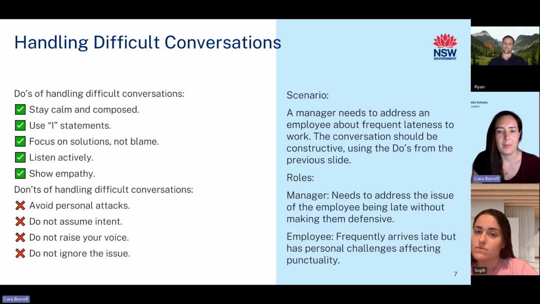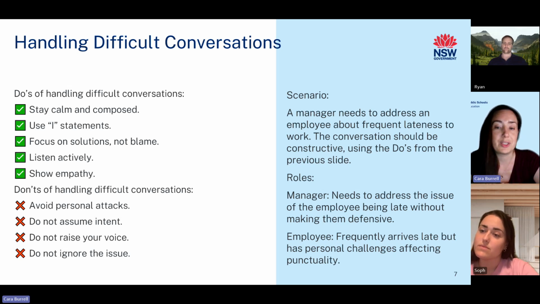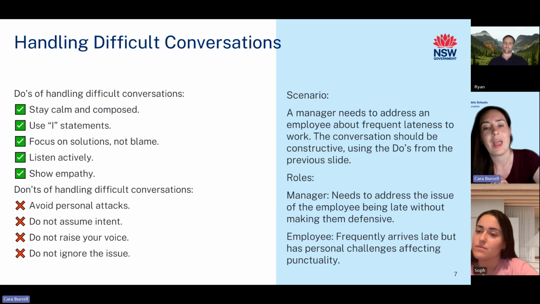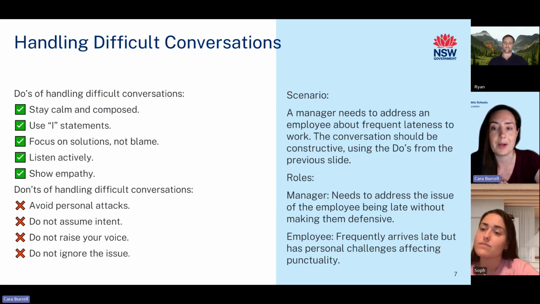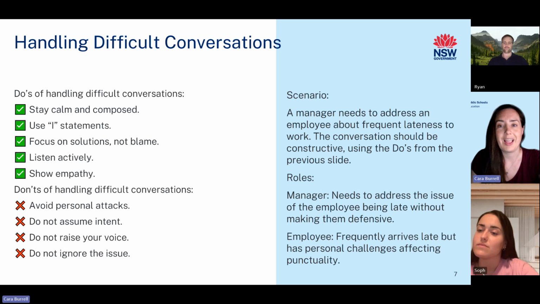So why don't we have a look at one of you being the manager? So you need to address the issue of the employee being late without making them defensive, and we'll need another person to be the employee who is frequently arriving late, but they might have some personal challenges at the moment that are affecting their punctuality. So Ryan, Sophie, would you like to have a go at this role play?